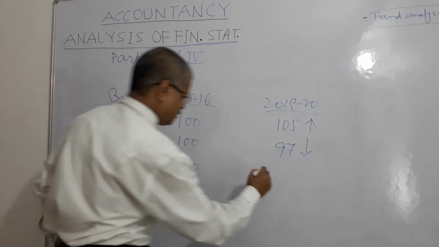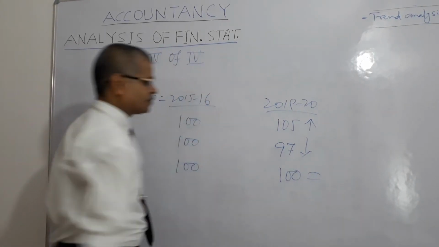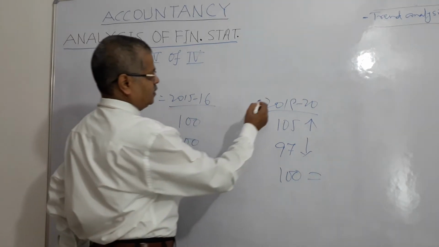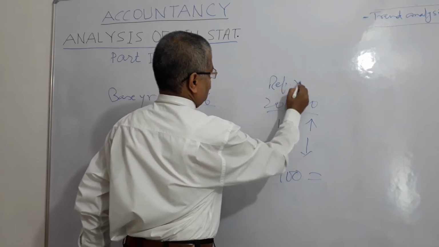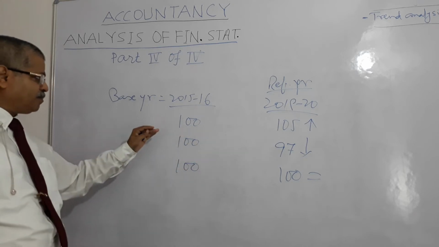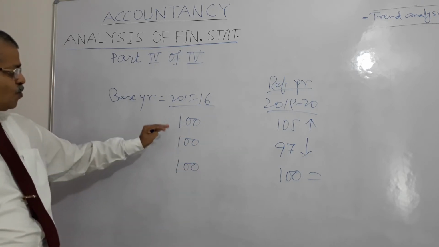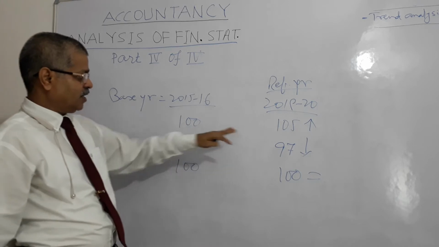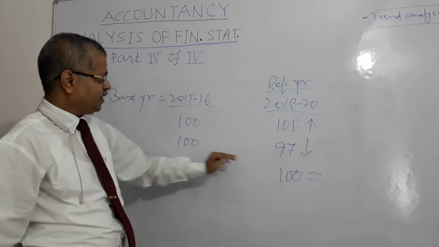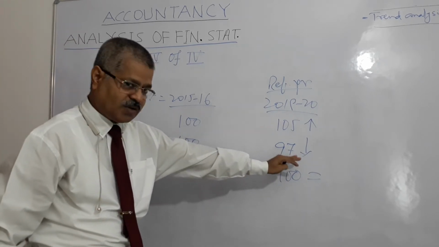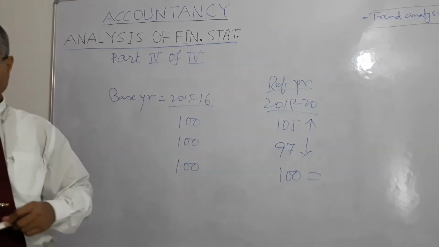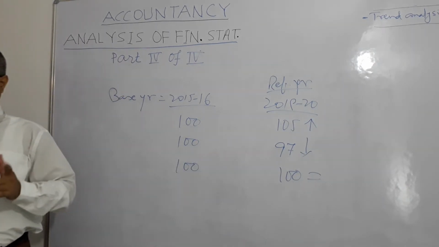And in the third scenario, the base year is 2015-16, our reference year is 2019-20, and we are referring to 2019-20 with base being 2015-16. So obviously 2015-16 will be 100. If the 2019-20 figure comes to 105, it is upward going. If it comes to 97, it is downward sloping. If it remains the same as the base year, then it is constant, right? So how do we derive that?